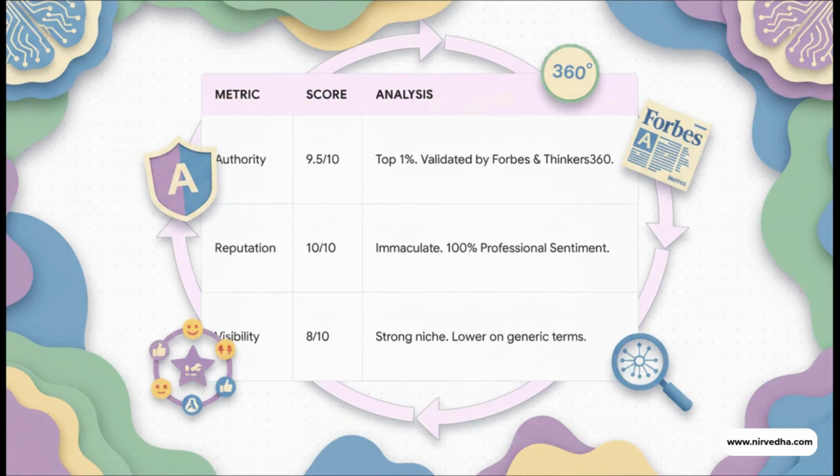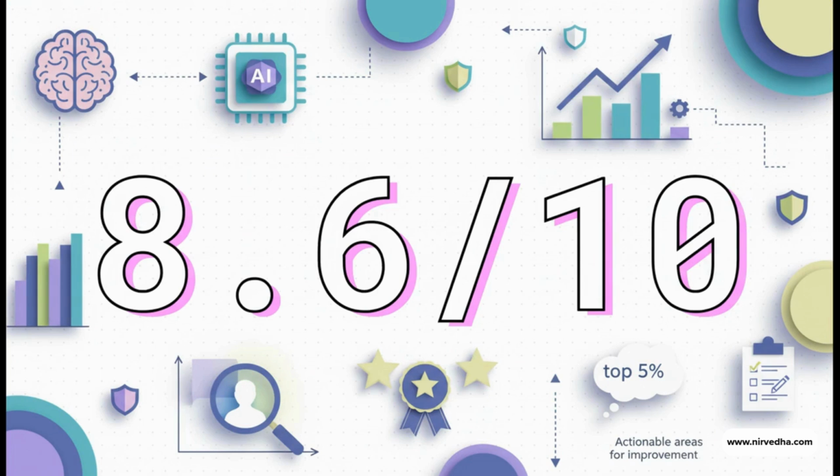The audit is also fantastic at highlighting your strengths. His brand authority is off the charts, a 9.5 for authority, backed up by features in places like Forbes, a perfect 10 out of 10 for reputation, 0 negative sentiment, and a really strong 8 for visibility in a specific field. So you see, it gives you a really balanced 360-degree picture. And all of that comes together to give him a final overall score of 8.6 out of 10. So, the AI's verdict? He's in the top 5% of trusted high-authority profiles in his field. A fantastic position to be in, but with some very clear, actionable ways he can make it even better.